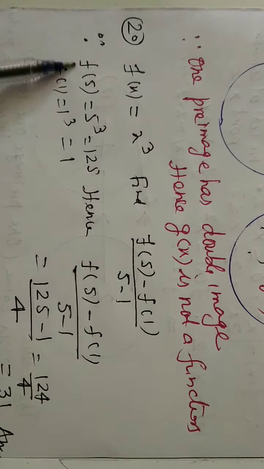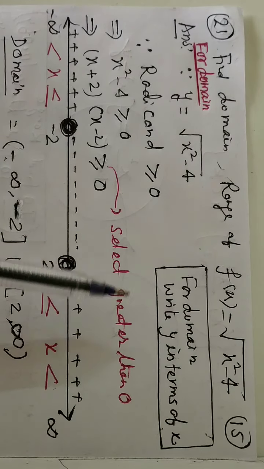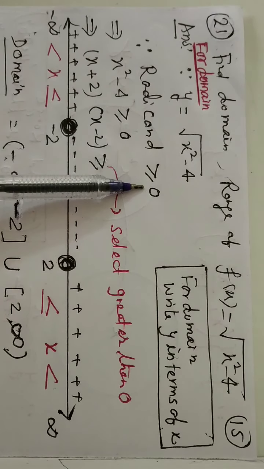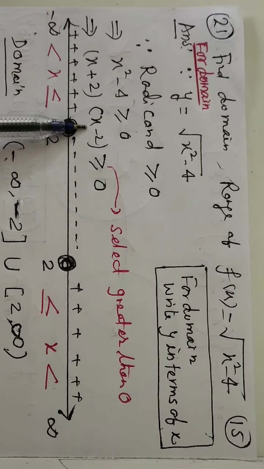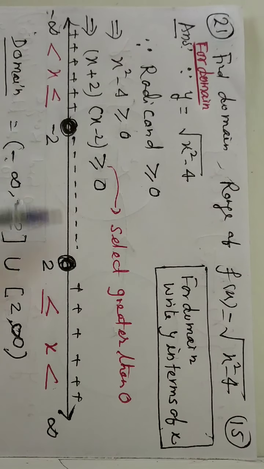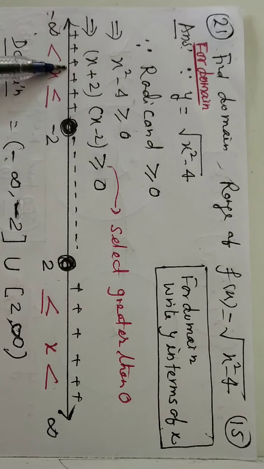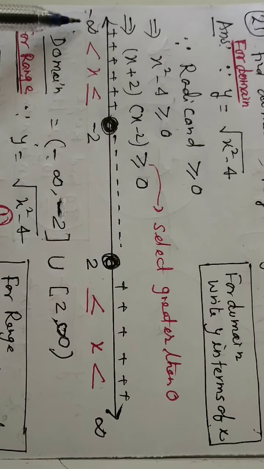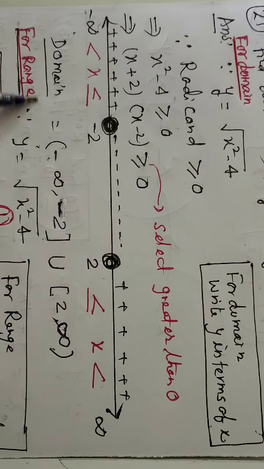Now you know how to find this, no need to discuss. This is the most urgent problem. Find the domain and range of this. Write y is equal to this. Since the radicand is more than or equal to 0, x squared minus 4 is more than or equal to 0, factorize it. Display the two terminal points on the number line, and the sign scheme is plus, minus, then plus, the permanent sign scheme. Now you need greater than 0, meaning minus infinity to minus 2 and 2 to infinity. This will be the domain.